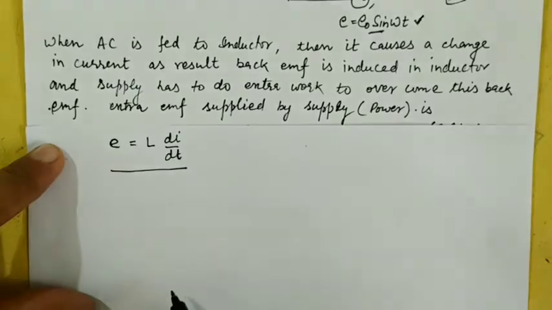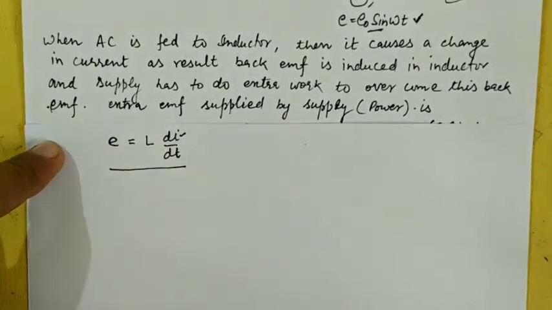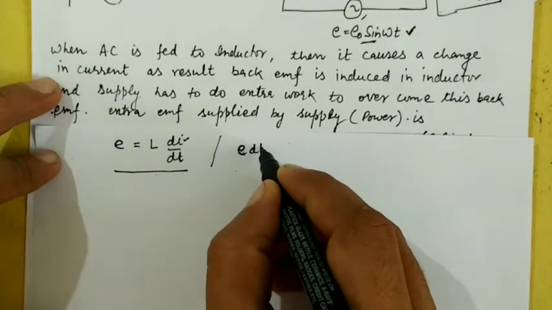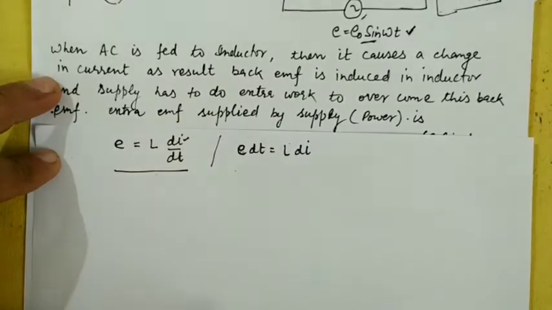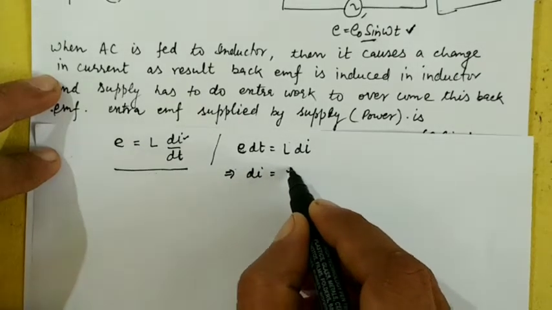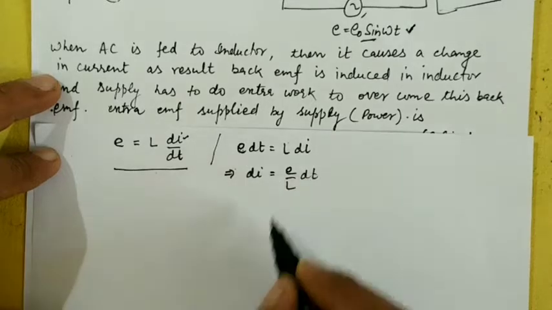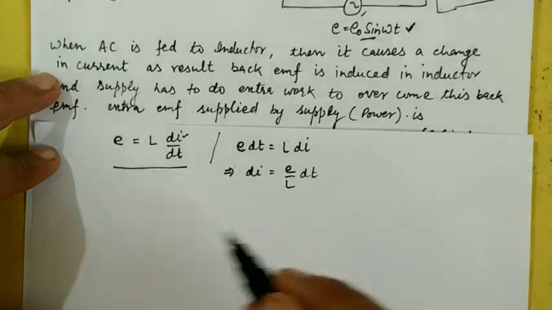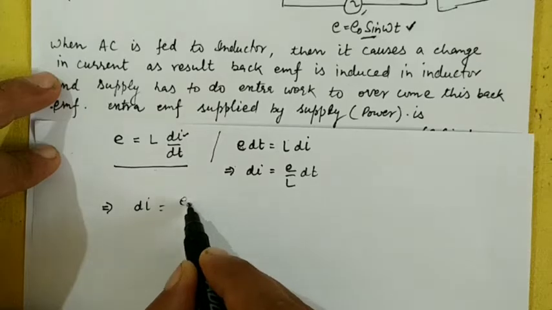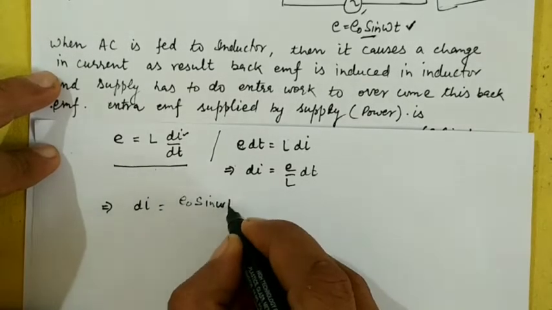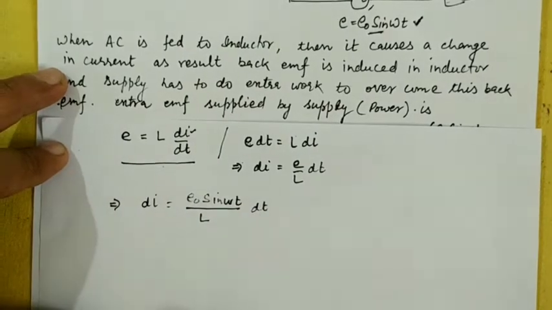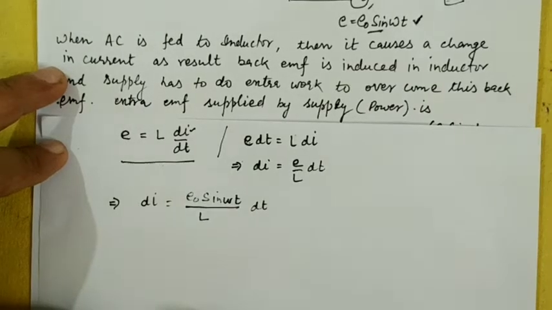Now I want to calculate what is the value of this current. To calculate it, I just rearrange the terms. So we get E dt is equal to L di. Further, di will be equal to E by L into dt. We know that the induced EMF is given by E is equal to E naught sine of omega t. So we get di is equal to E naught sine of omega t divided by L into dt, the extra current supplied by the power supply.